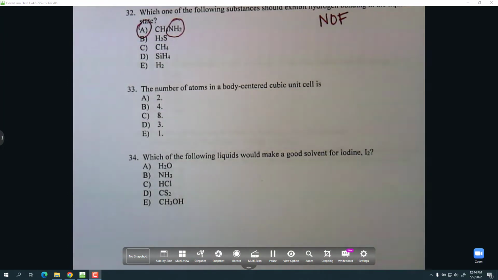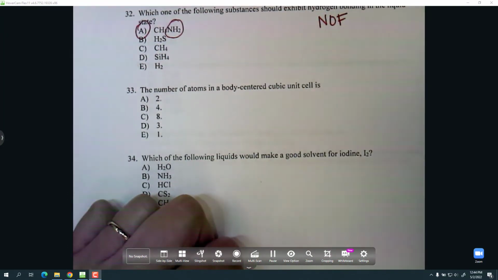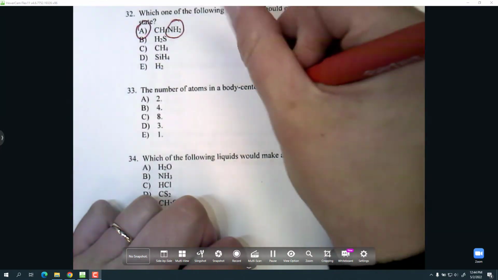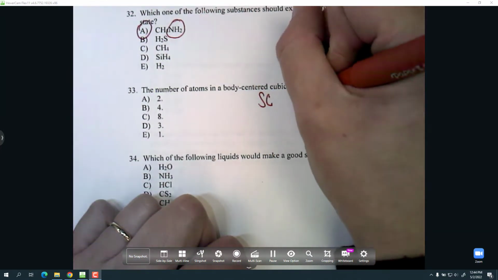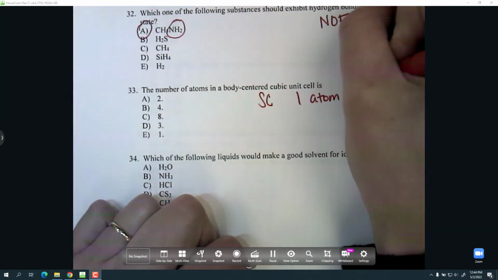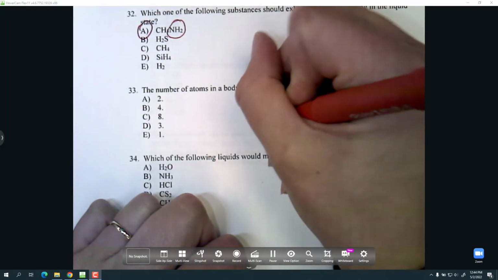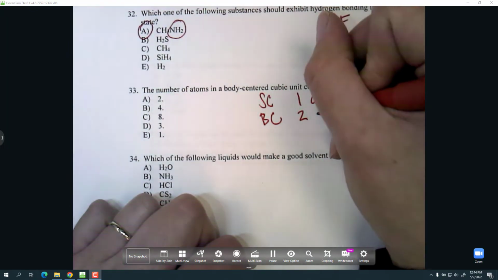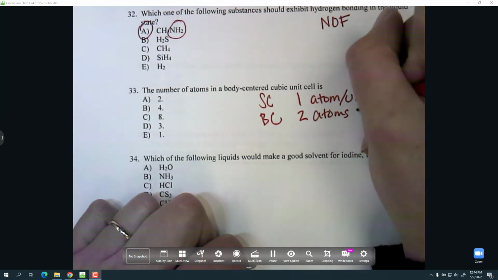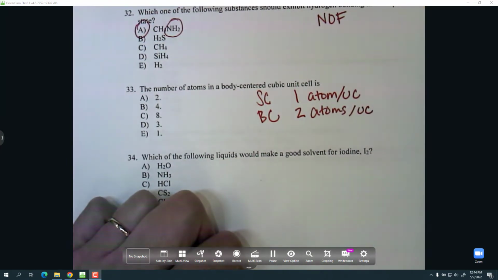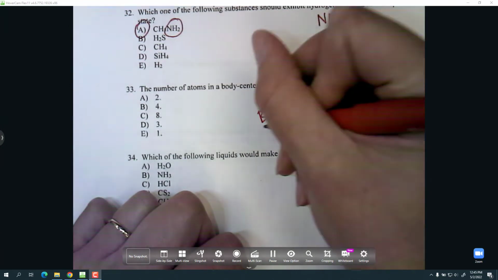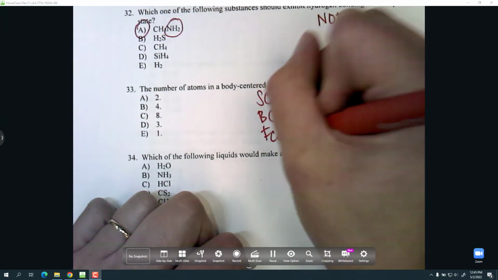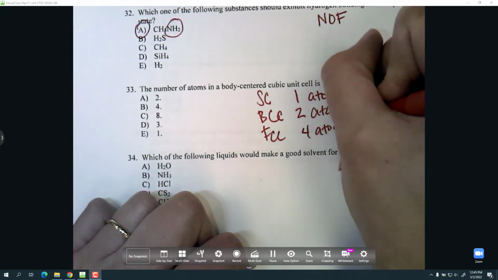All right, the number of atoms in body-centered cubic. We did an example where we used this fact earlier, but remember, a simple cubic is 1. Body-centered is, oh yeah, we used face-centered earlier. Body-centered is 2 because that's 1 in the middle, and then the 8/8 on the outside, and then face-centered is what we did, which is 4.